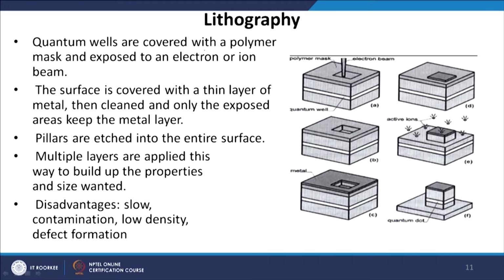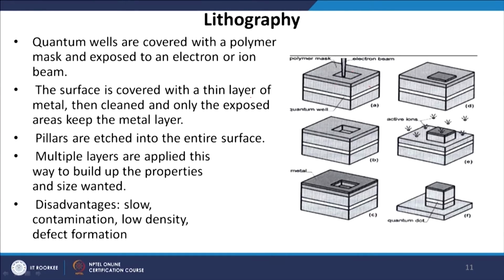So, quantum wells are covered with a polymer mask and exposed to an electron or ion beam. In this picture here there is a quantum well which has been covered with a polymer mask, and on the top an electron beam is coming. Instead of an electron beam, one can also use an ion beam.